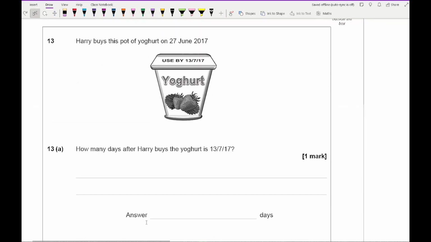Moving on to question 13, it says Harry buys this pot of yogurt on 27th of June 2017. It says how many days after Harry buys the yogurt is the 13th of July 2017. Now June has 30 days. So to get to June 30th we've got 3 days, and then to get to the 13th of July I need to add another 13, so that's going to give me a total of 16 days.